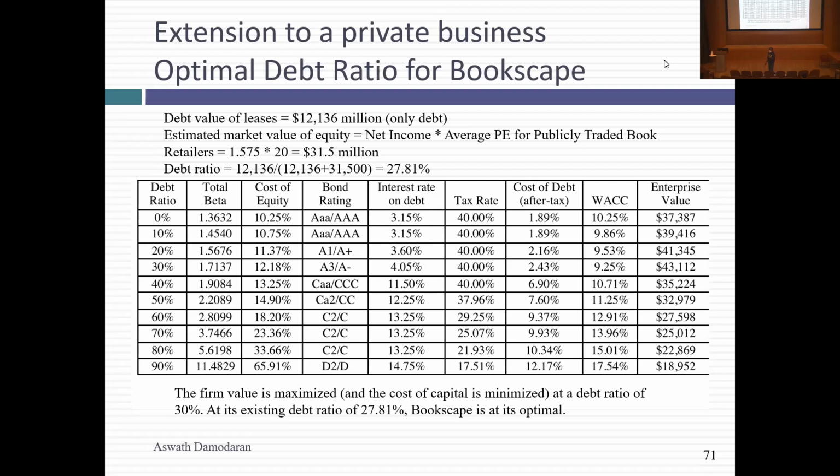Once I have that, the rest of the process looks very much like Disney. I add the two numbers up. I come up with an estimated value for the company. I come up with an optimal debt ratio. And the optimal debt ratio I have for Bookscape was about 30%. They were actually at 27.81% with their lease commitments. Again, that difference basically means they're close enough to optimal that I'm going to say they're at their optimal.